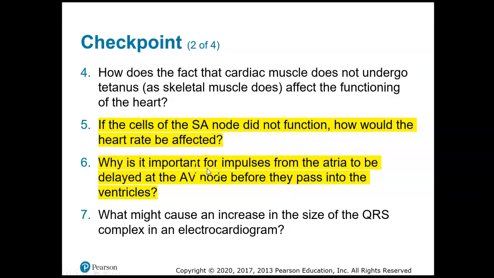All right, number 6, why is it important for impulses from the atria to be delayed at the AV node before they pass into the ventricles? That gives time for all of the blood from the atria to empty into the ventricles before the ventricles contract and before the closing of the AV valves. So it gives a brief delay so that all that blood can leave the atria and enter the ventricles, and then the AV valves can close before the ventricles actually contract.